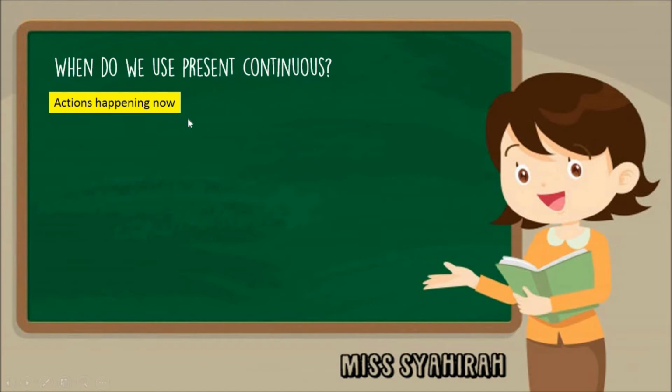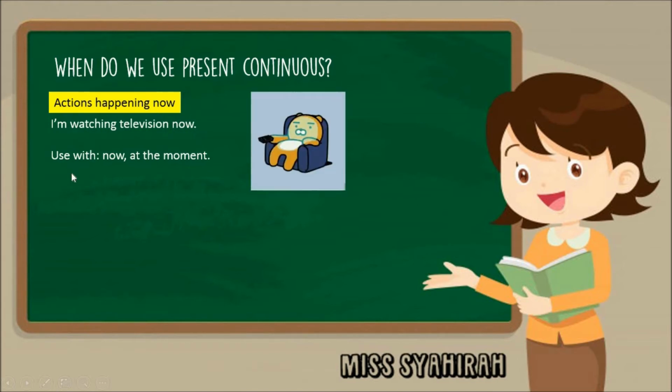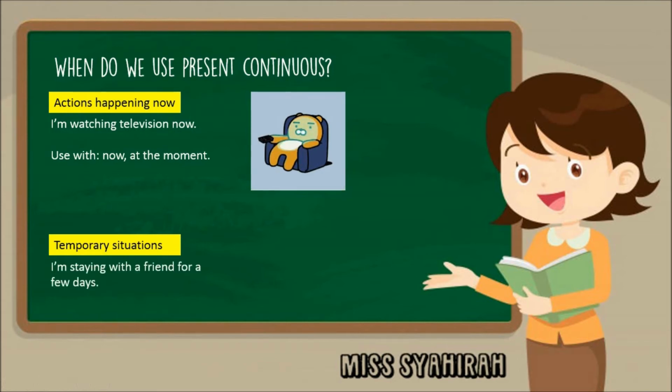Actions happening now. Perkara yang berlaku sekarang. For example, I'm watching television now. So usually you use with now, at the moment. Yang tu present continuous, sedang berlaku. Number 2, temporary situations. Situasi yang berlaku sementara. I'm staying with a friend for a few days. So, saya tinggal dengan kawan selama beberapa hari. Sementara sahaja, temporary.